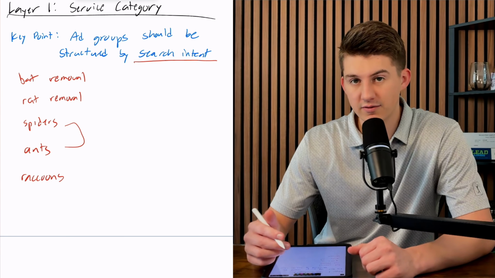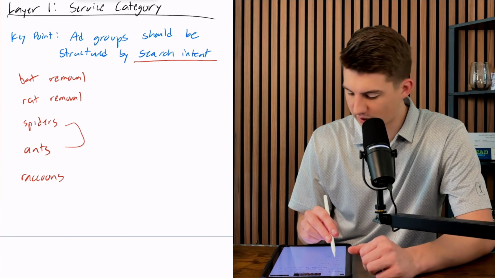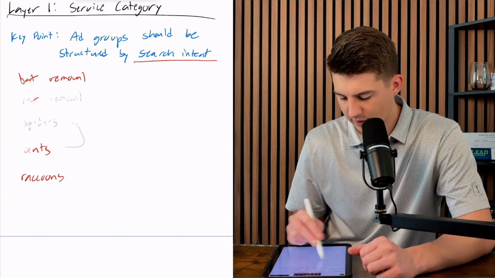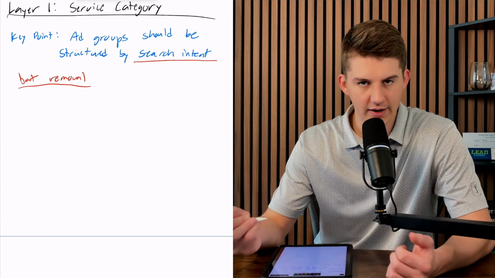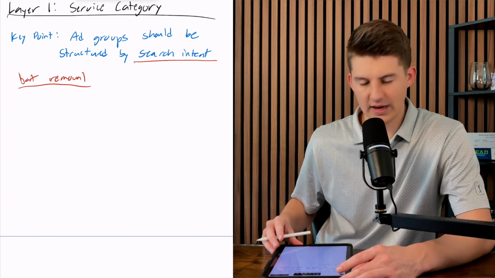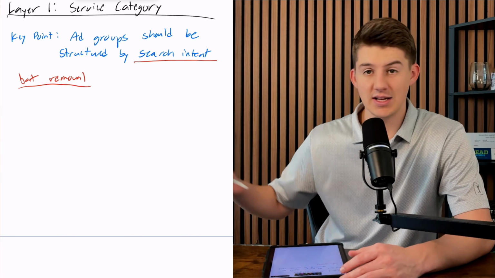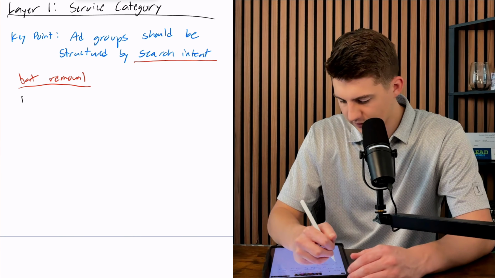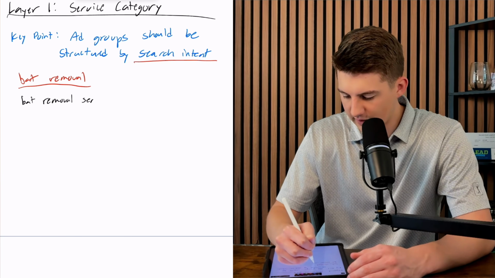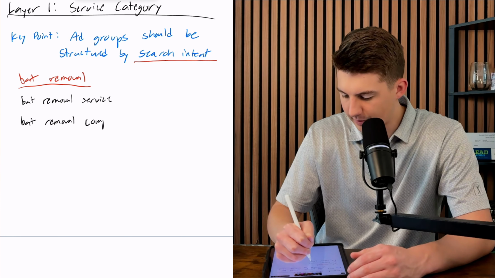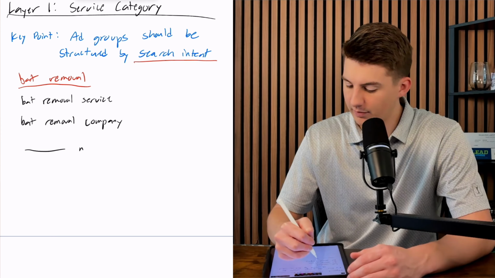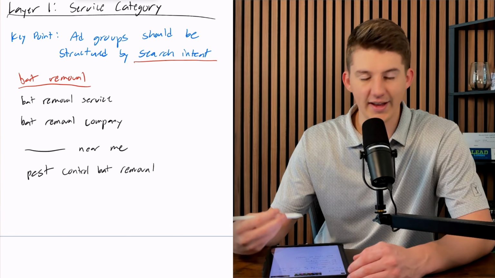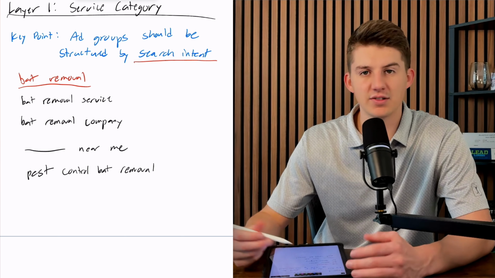So what that means for variations of this, let's focus on bat removal. Residential bat removal is what we're going to focus on as our ad group that we're writing keywords for. So the keywords that I would include in this that I don't think need another ad group are really anything that involves bats. So bat removal service, bat removal company. You could even do bat removal near me, pest control bat removal, and anything that an ad advertising bat removal would resonate with.